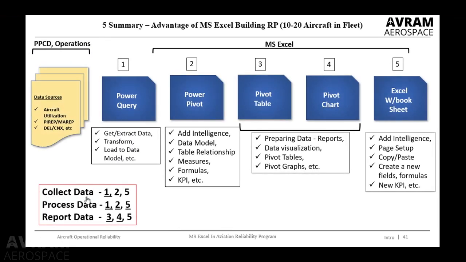Here is collecting data. 1 to 5 underlined means it is the most effective way. So 1 for Power Query, definitely for data collection. Number 1 in this block is Power Query. 2 is Power Pivot, 5 is Excel Workbook, Excel Worksheet. Processing data, 1 to 5: Power Query, Power Pivot, Excel Workbook, Excel Worksheet. Reporting data, 3, 4, 5: Pivot Table, Pivot Charts, Excel Workbook, Excel Worksheet.